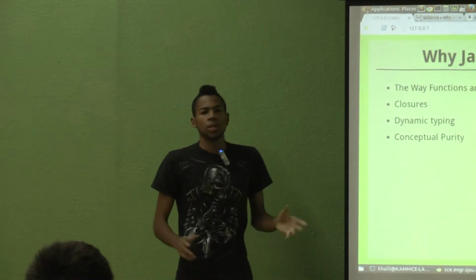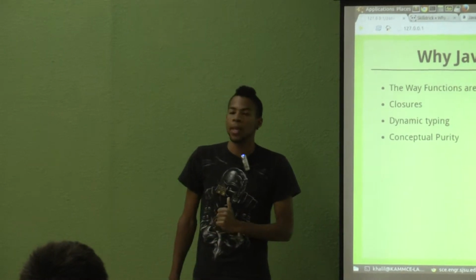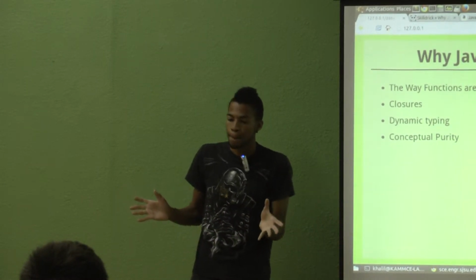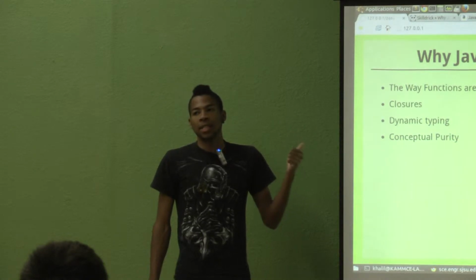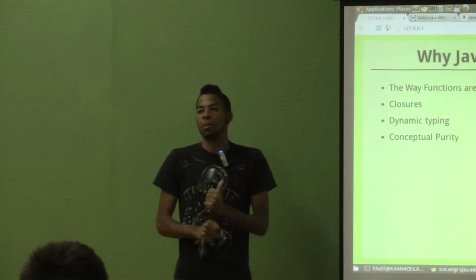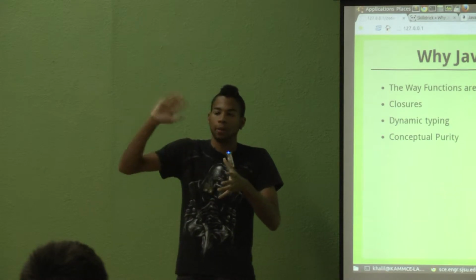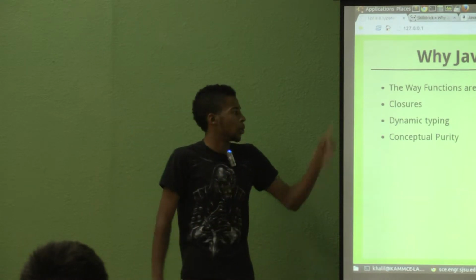Closures. If anyone's done object-oriented programming, you have a thing called a class. In JavaScript, we call them closures. They act the same way as classes do, so you can get private members and members that are secluded away from the global spectrum with closures.